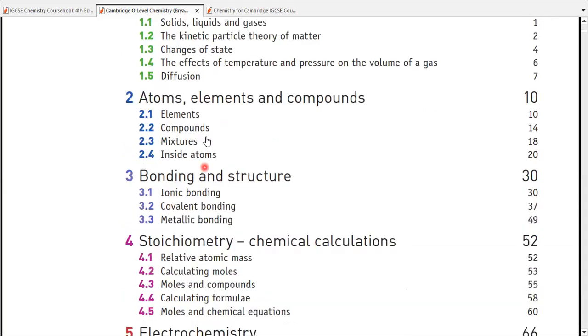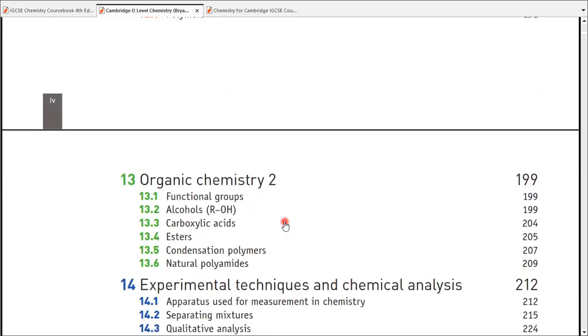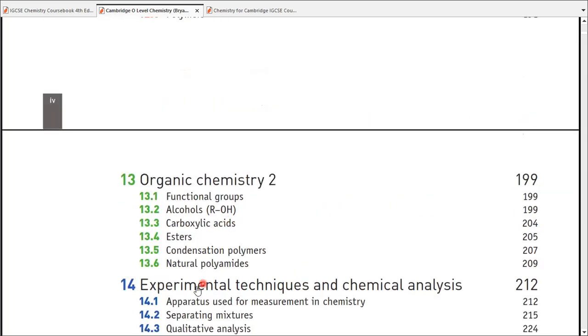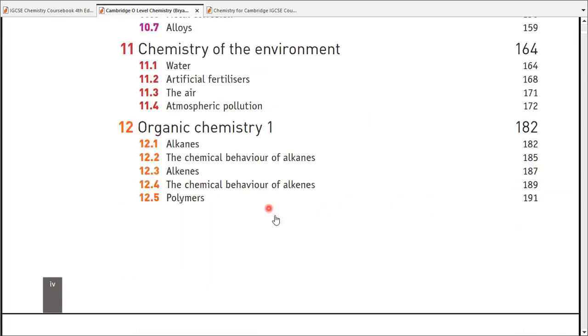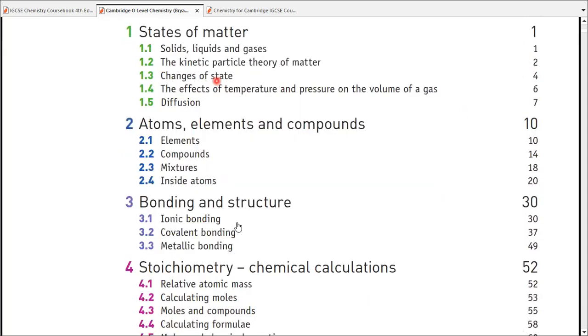But there is still some part of chapter 2 in the previous book I was hinting at that is missing, and that would be covered in the 14th chapter, experimental techniques and chemical analysis, apparatus used for measurement in chemistry and separating mixtures. So we'd be covering chapter 14, 14.1 and 14.2, at least some of it, if not all of it. Then chapter 1, chapter 2.